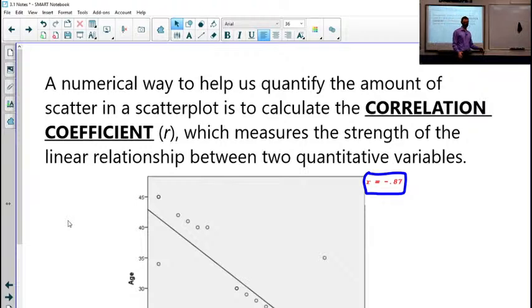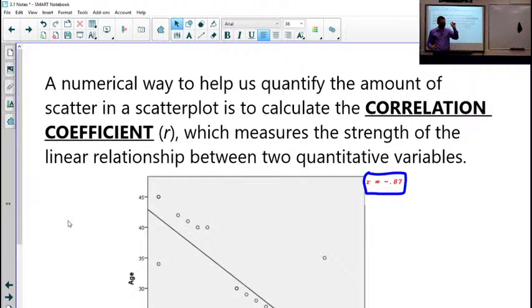R is called the correlation coefficient. Just remember that if you see correlation coefficient, you should think R. Sometimes it'll ask about the value of the correlation coefficient or to interpret the correlation coefficient, and the AP test will just say the correlation coefficient, and you're meant to know that that means R. So just don't forget that R is called the correlation coefficient.